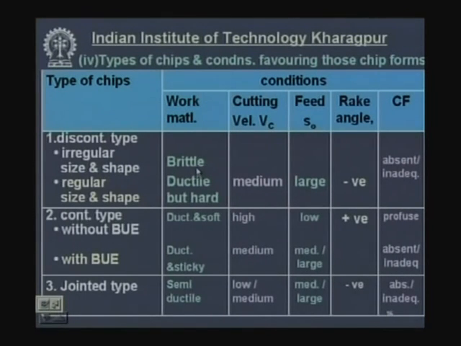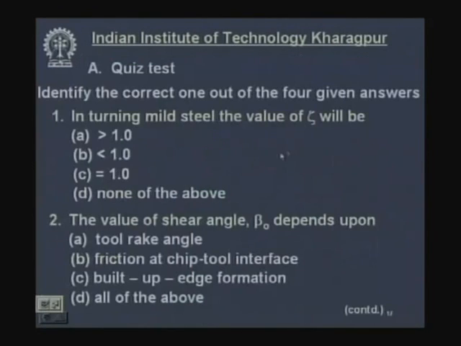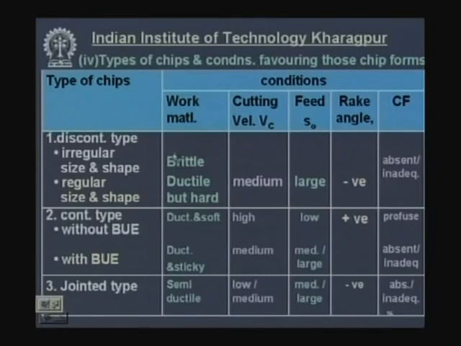When the work material is brittle, say cast iron or bronze or ceramic, then the chips will be discontinuous and of irregular size and shape. Whenever the work material is brittle, the chip will be irregular, discontinuous, of irregular size and shape, irrespective of cutting velocity, feed, rake angle or cutting fluid.